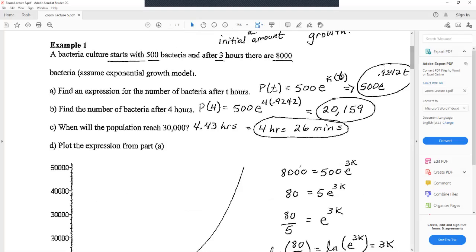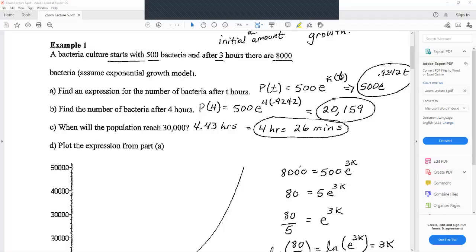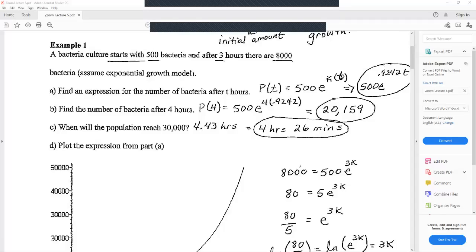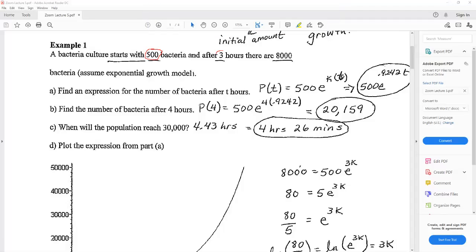Example number 1 says a bacteria culture starts with 500 bacteria. So this is going to be our initial amount. And after 3 hours, there are 8,000 bacteria. So if we started off with 500 bacteria and we have grown to 8,000 bacteria over a 3-hour span, this is going to be a growth problem because we have grown from 500 to 8,000 over a 3-hour period. If you refer back to the formula, this 500 is actually the initial value. So this is the P naught value.